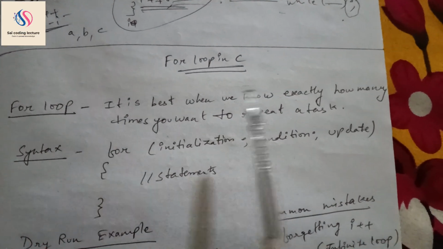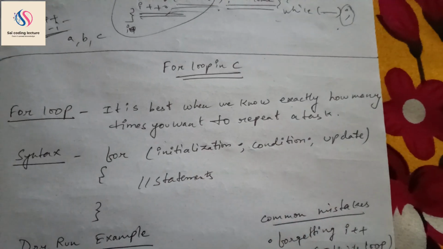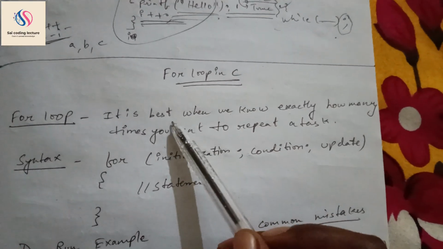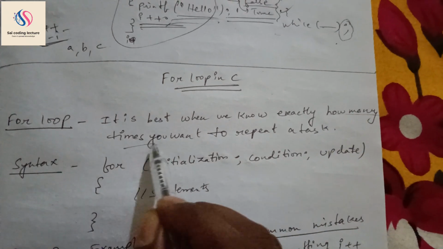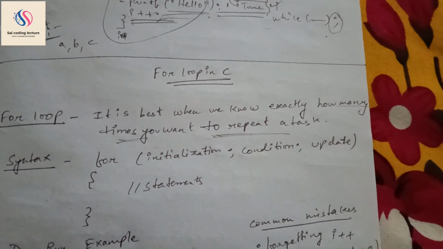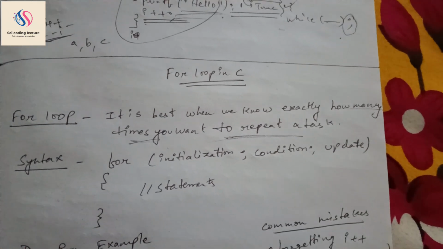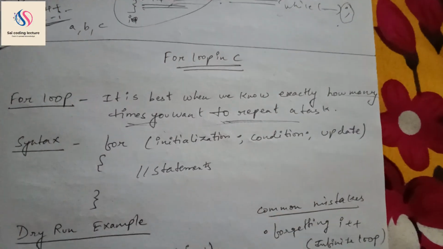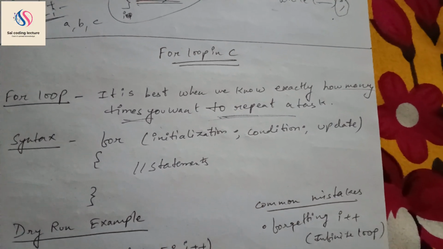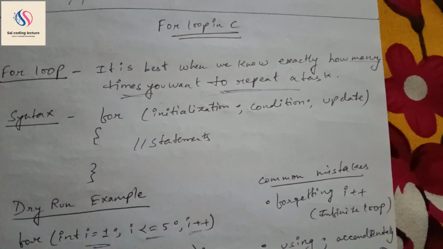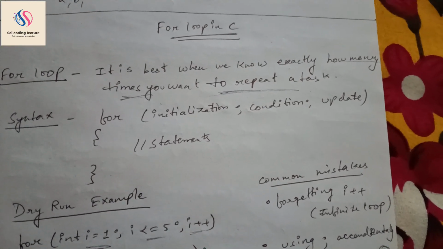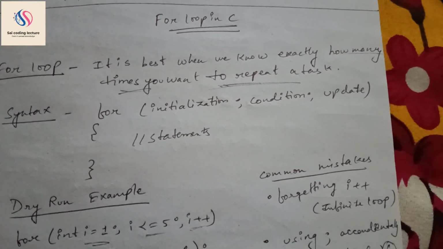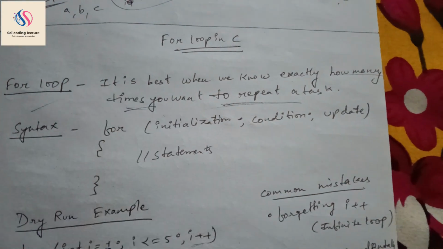A for loop is the best way when we know exactly how many times we want to repeat a particular task. That is the time you use a for loop. It is a situation where, by seeing it, you can say that this many times I have to repeat a particular statement. Then you can use the for loop.